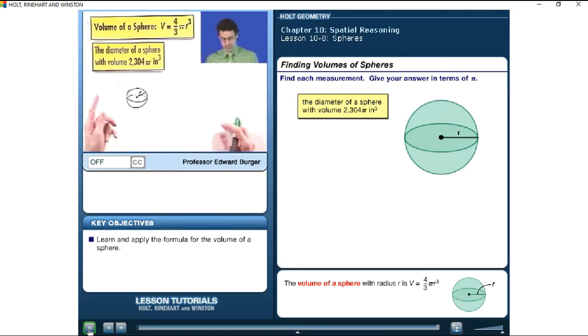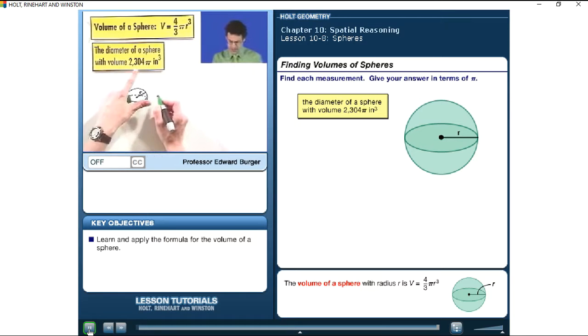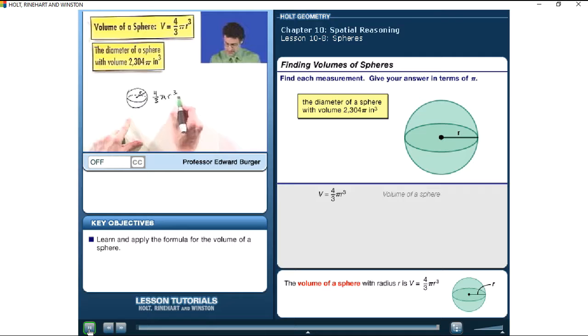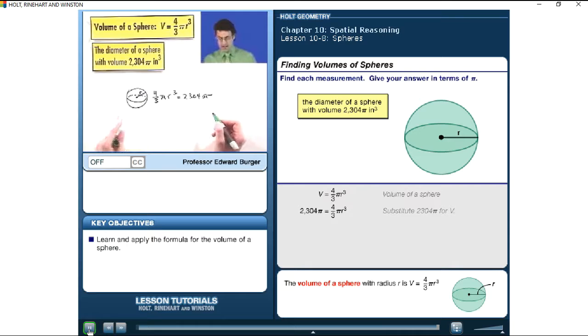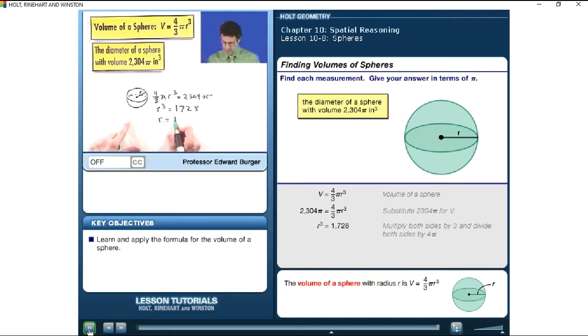Now, what do we know? We know that the volume is 2,304 pi, but we also know the volume is going to equal 4/3 pi r cubed. And so that's going to equal 2,304 pi. Now I can solve this for r cubed. If I multiply everything through by 3, and then divide everything through by 4 pi, I'd get r cubed by itself, and I'd see that r cubed equals 1,728. And if I take the cube root of both sides, I see that r equals 12. So r equals 12. The radius is 12.